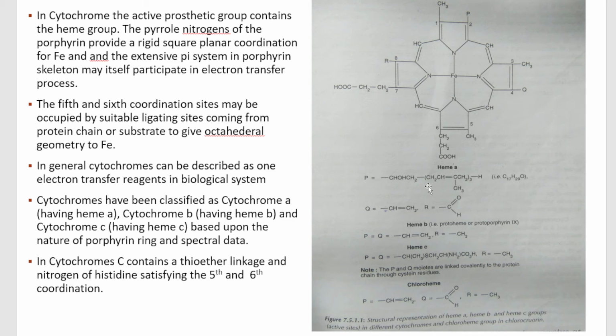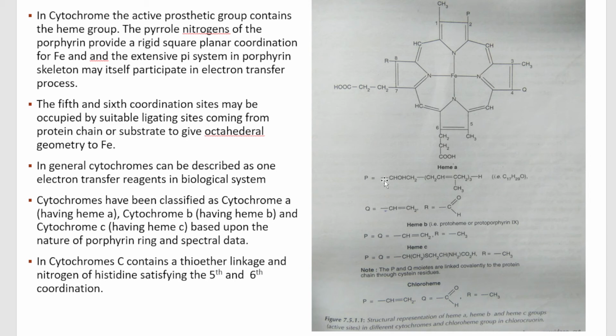If it is heme A, P will have this group, Q will have this group, and R will have this group. In the same way, for heme B and heme C, they have written what will be there in the PQR positions. This is something that remains the same in all three cytochromes. Only the difference will be substitution at the PQR positions.